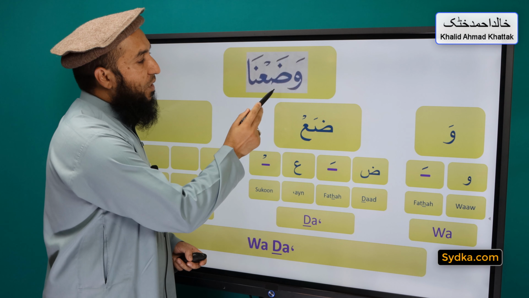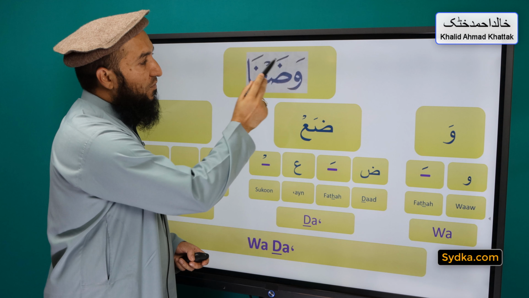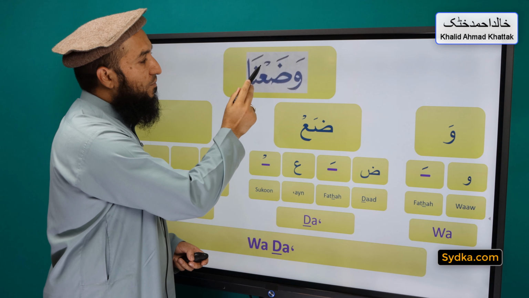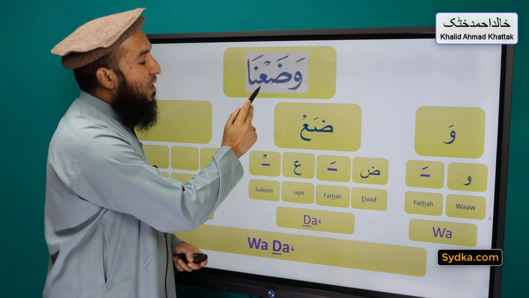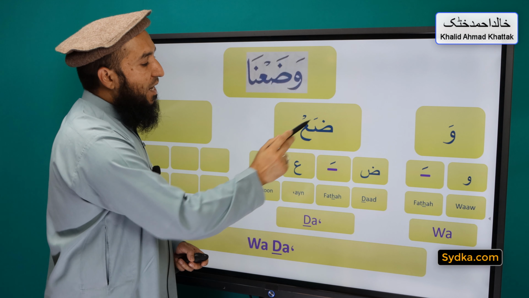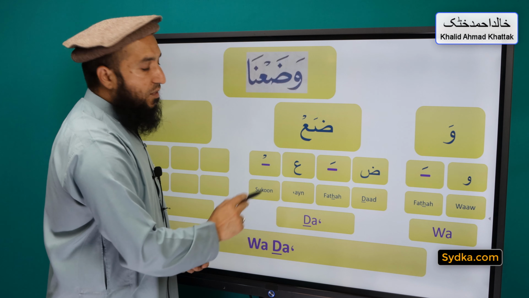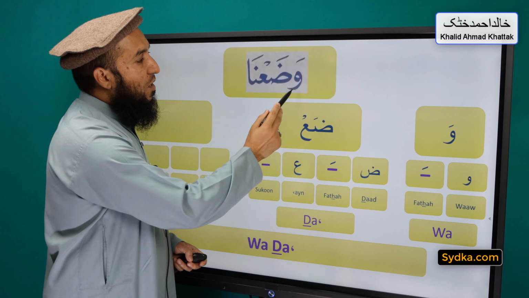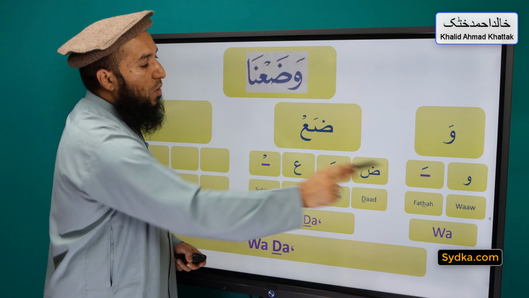The second syllable we have is ضاد fatha ayn sukoon ضع. ضاد is a heavy letter, it has fatha on top of it, it is followed by ayn, and ayn has a sukoon. ضاد fatha ayn sukoon ضع. Combining both syllables together we have وضع.